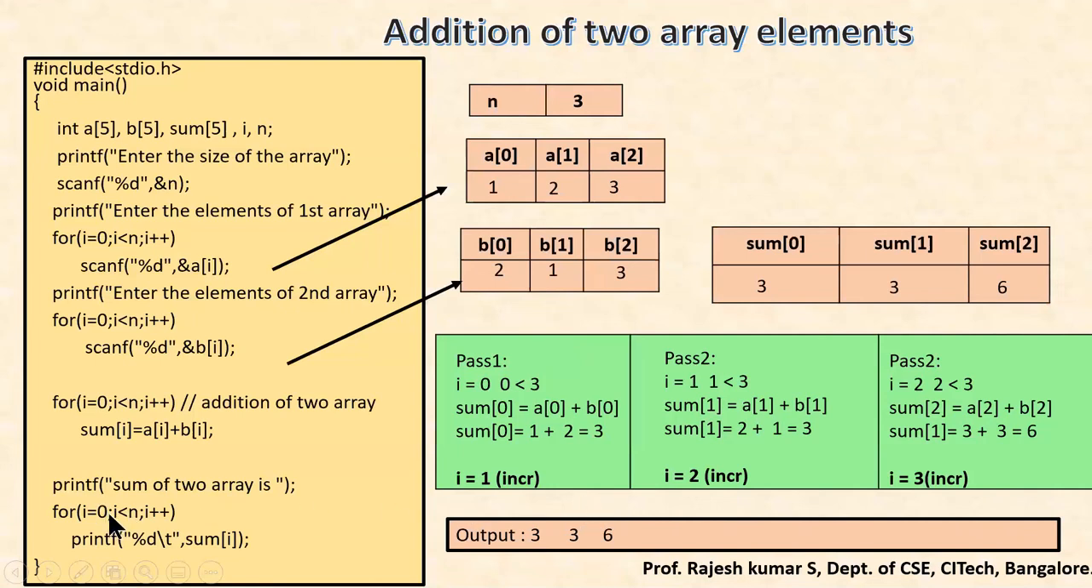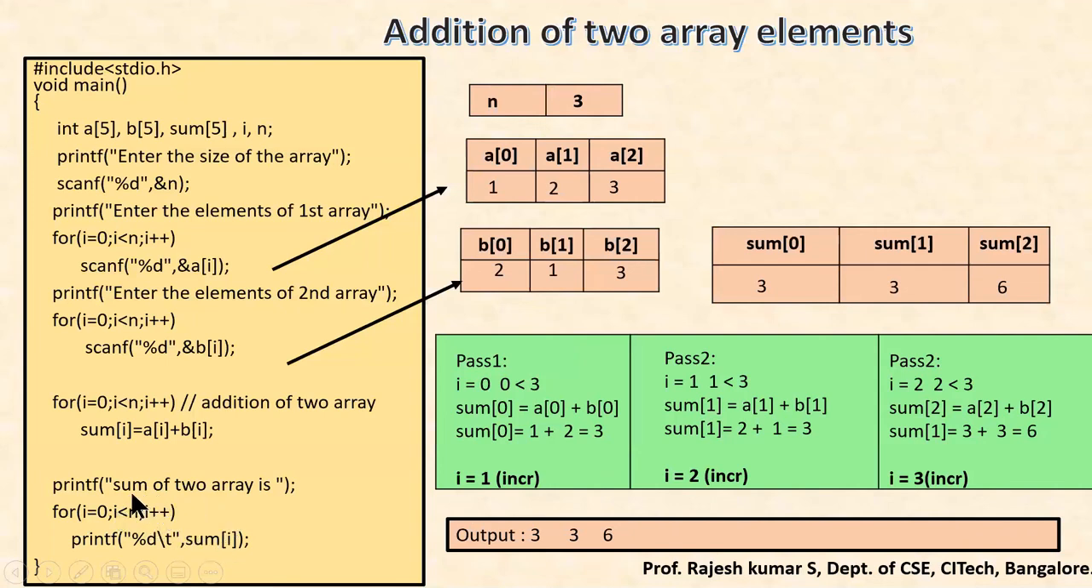Then with the help of a for loop, again for i is equal to 0, 0 is less than n, that is 3. With the help of this for loop, I'll first print sum of 0. Again, i gets incremented, i will become 1. 1 is less than 3, yes. Sum of 1, I'll print. i will become 2. 2 is less than 3, yes. Sum of 2, I will print.